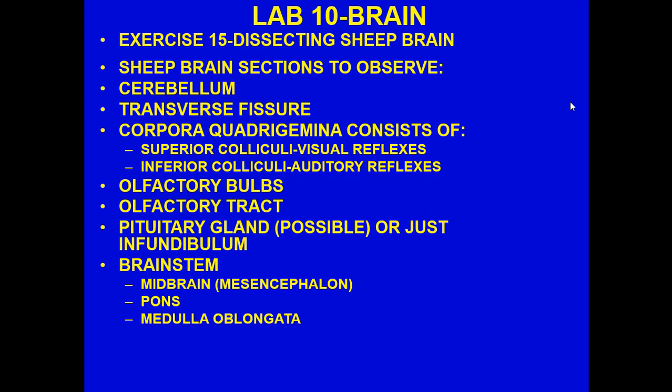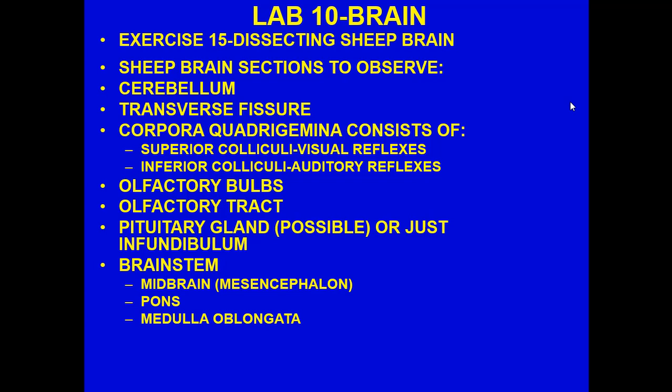Superior colliculi, and those are involved with controlling the visual reflexes. The inferior colliculi are right next to them, but below them, and they're sort of smaller little bumps. These provide for the auditory reflexes, the inferior colliculi. If you look on the underside again of the sheep brain, you would see the olfactory bulbs and the olfactory tract.